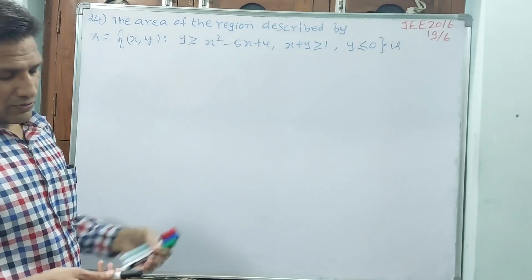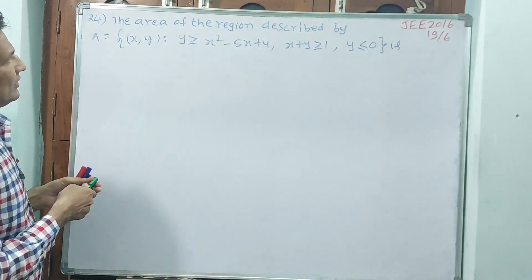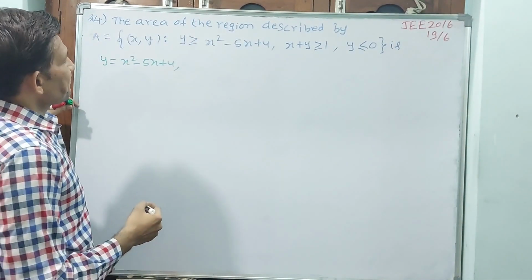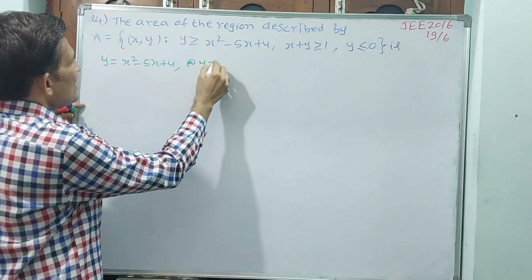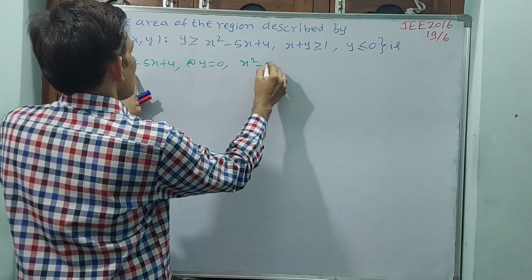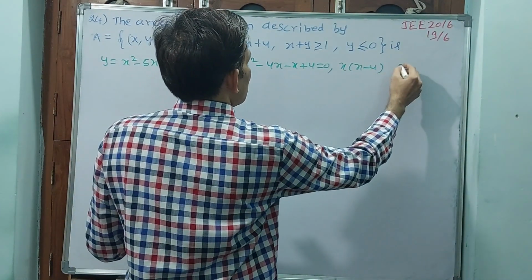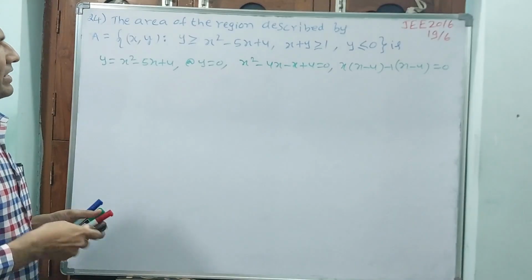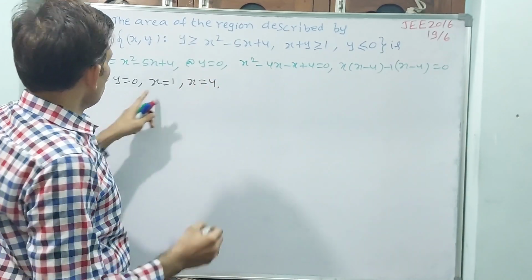For drawing this curve, I want to know the values when y is 0. See how I am finding the values as well. See, y is equal to x square minus 5x plus 4. Shall I put y equal to 0? Minus 5 means minus 4 minus 1. X square minus 4x minus x plus 4 equal to 0. If you take x common, x minus 4, x minus 4 minus 1 equal to 0, minus x plus 4. That means at y is equal to 0, x is equal to 1 and x is equal to 4. Two values you are going to get there.